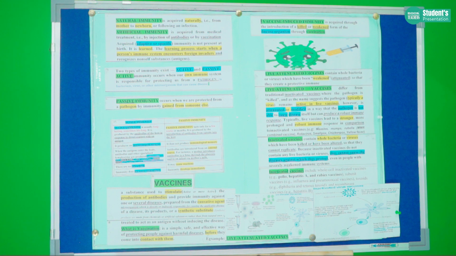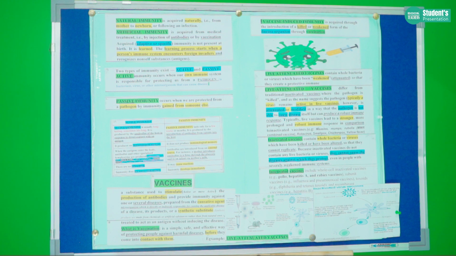Thereafter, vaccine-induced immunity is acquired through the introduction of a killed or weakened form of the disease organism through vaccination. Now how is a vaccine formed? So now we are going to see in detail how a vaccine is used to build up your immune system and to produce antibodies. So how is this vaccine made? How are we going to produce that vaccine?